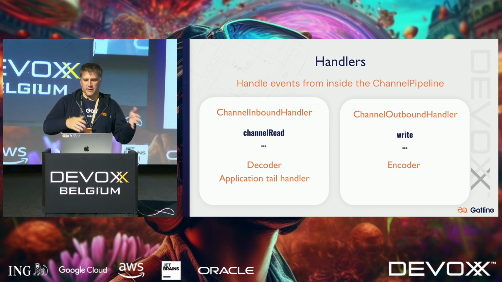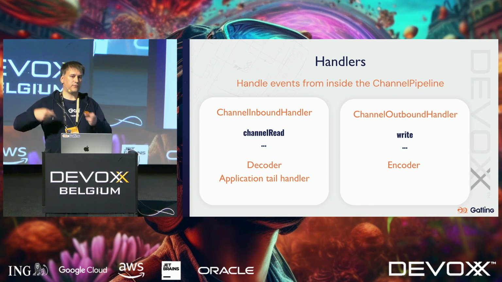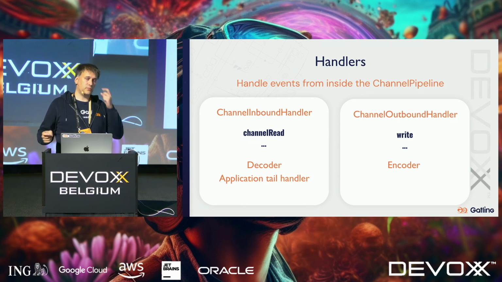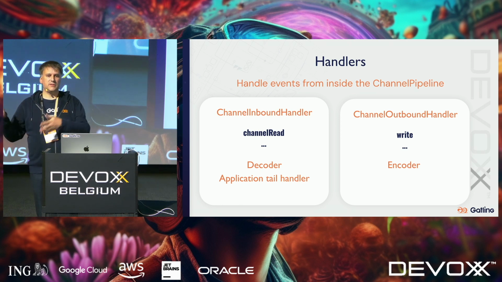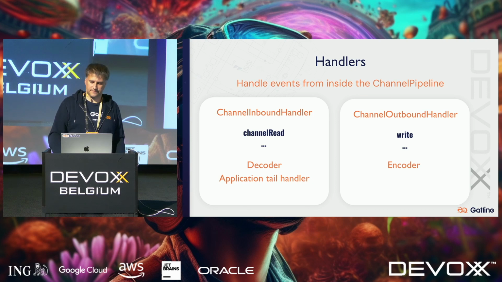Regarding outbound handlers, these are the handlers that process outbound events that go from your logic, your application layer, back to the socket. Typically they would be used to implement encoders, for example to transform some Java objects into Protocol Buffer bytes.